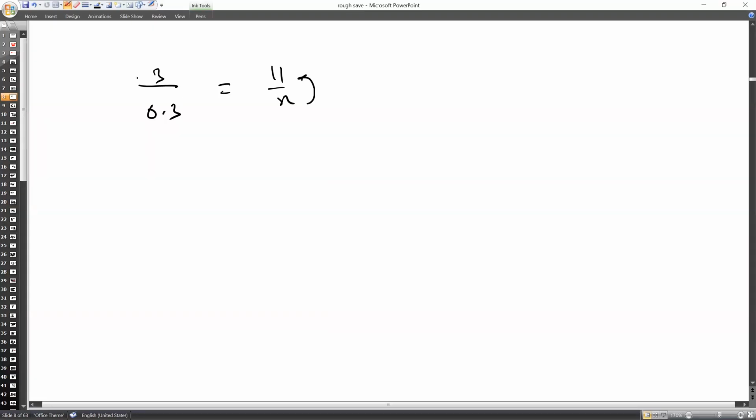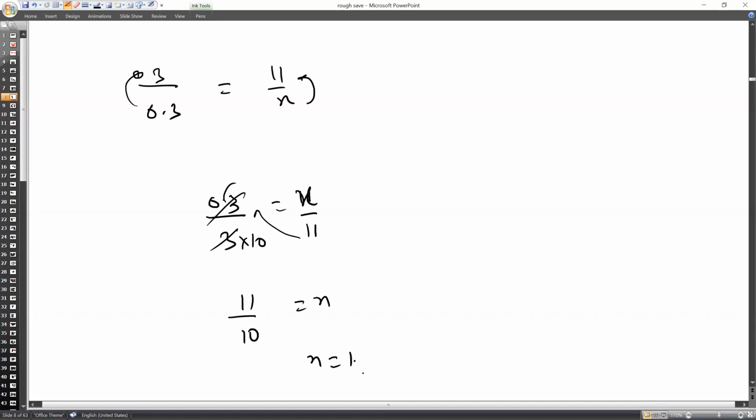You can reciprocal this one also. Like this, you will get x by 11 would be equals to 0.3 by 3. You remove the decimal, you will get 10 here. But 3 by 3. And this 11 will come to this side, you will get x is equals to 11 by 10. So x is equals to 1.1. 1.1 grams of CO2 will be formed. Okay.